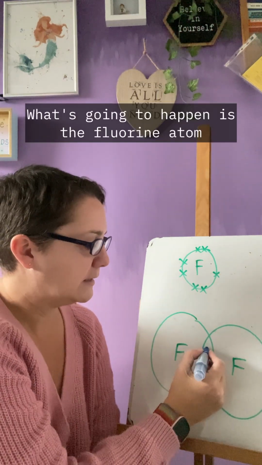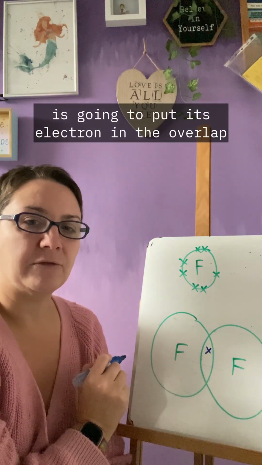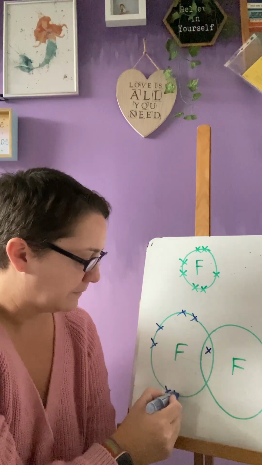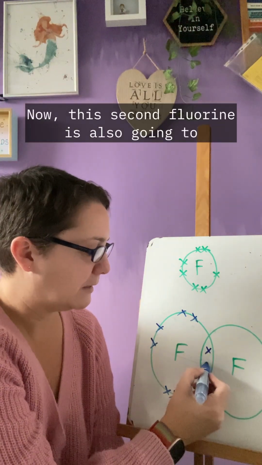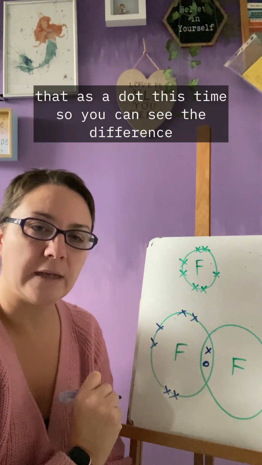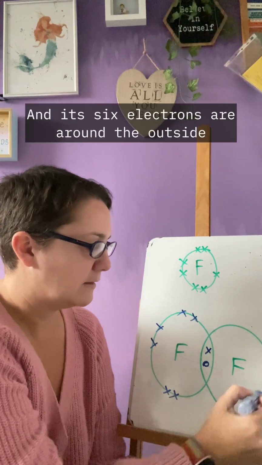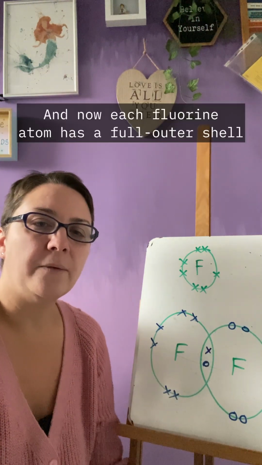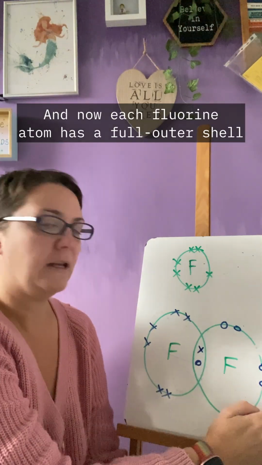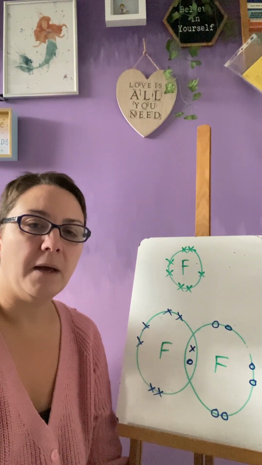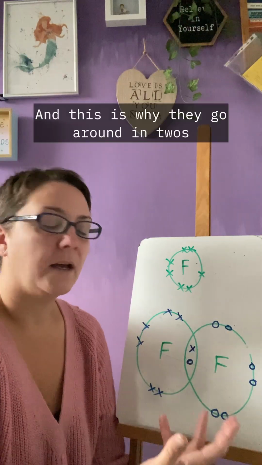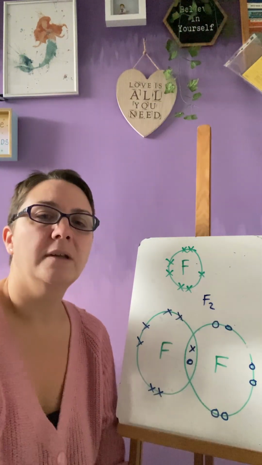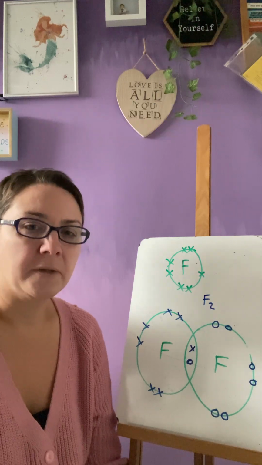What's going to happen is the fluorine atom is going to put its electron in the overlap, and we'll have the 6 others around the shell. Now, this second fluorine is also going to put an electron in the overlap. I'm going to draw it as a dot this time so you can see the difference. And its 6 electrons are around the outside. And now each fluorine atom has a full outer shell, and therefore is stable. And this is why they go around in 2s. So we would always write fluorine as F2 if it's not bonded with something.